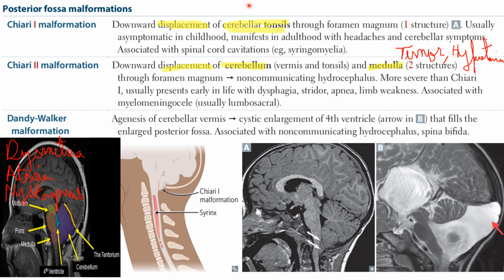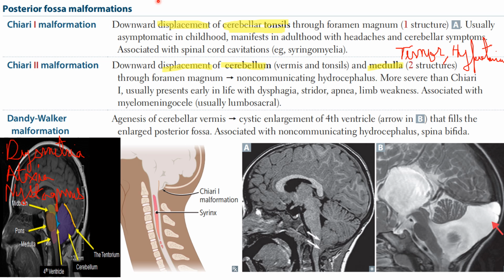Then we will see limb weakness, and it's associated with the myelomeningocele, which we have studied previously, which is usually going to be in the lumbosacral region, where the spinal canal couldn't be closed. It was a type of neural tube defect.